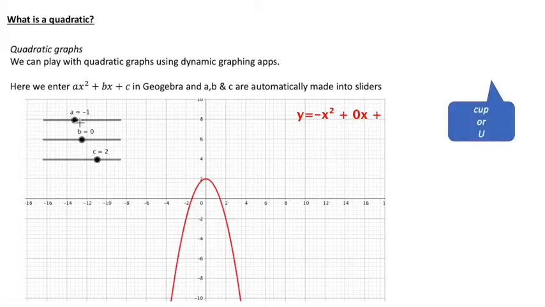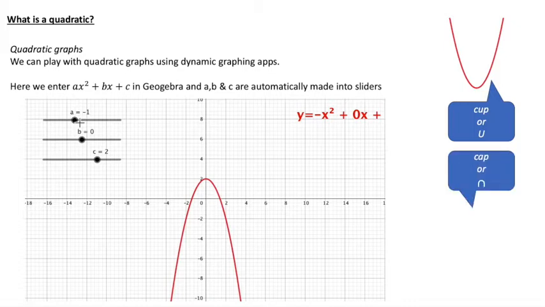So we mentioned the shape of it, and sometimes teachers or others call the one that looks like that, so that's with a positive x squared, a cup or U, and the other way up, a negative x squared, we can have a cap or N.